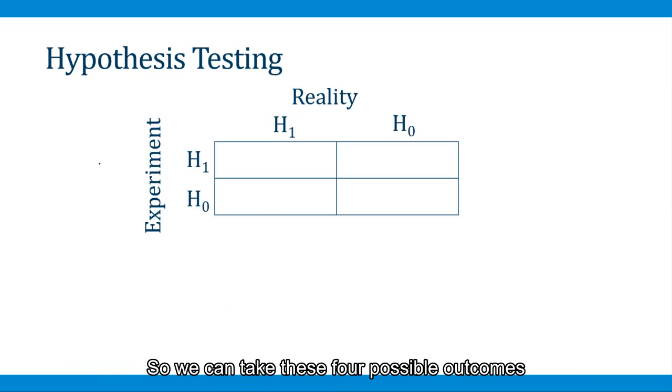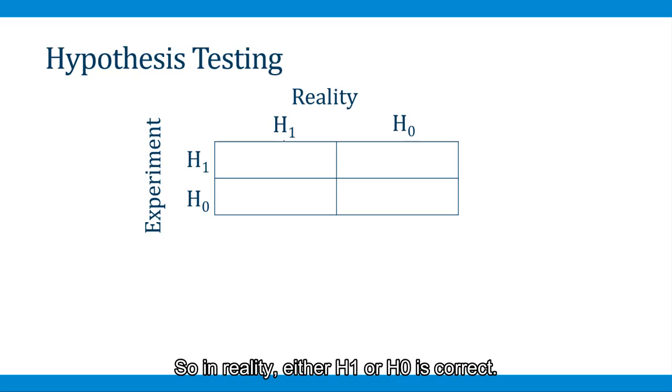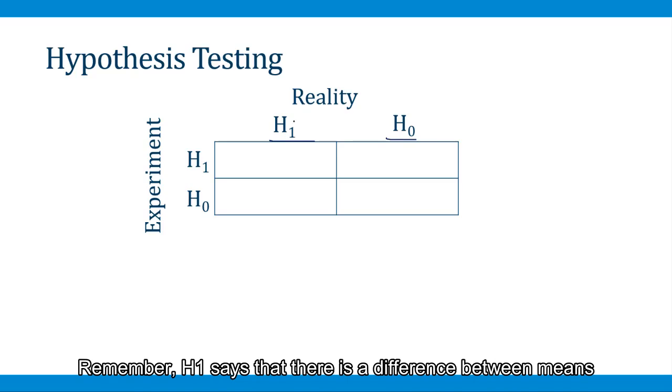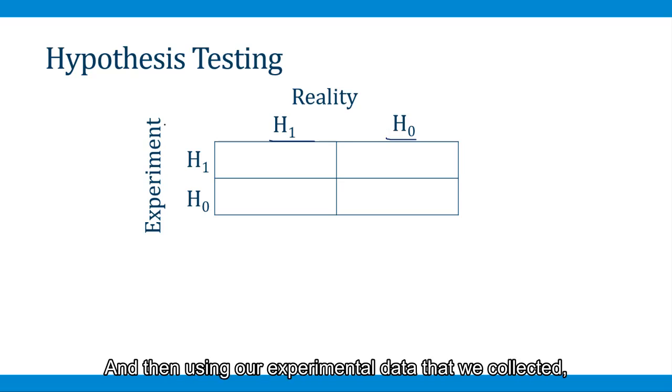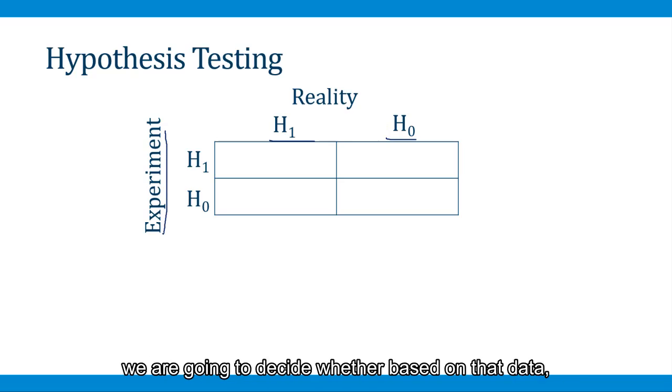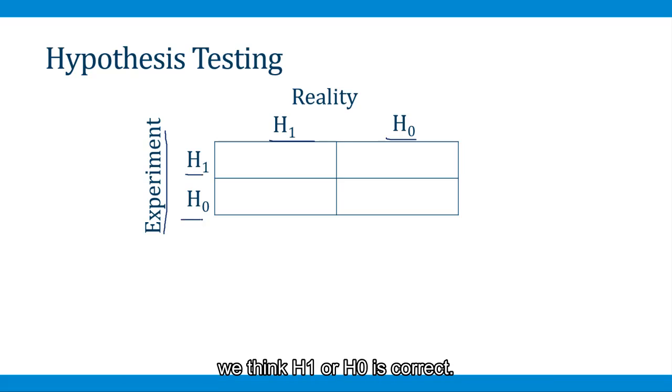So we can take these four possible outcomes and put them into a 2x2 table. So in reality, either H1 or H0 is correct. Remember, H1 says that there is a difference between means, and H0 says that there is no difference between means. And then using our experimental data that we collected, we are going to decide whether, based on that data, we think H1 or H0 is correct.